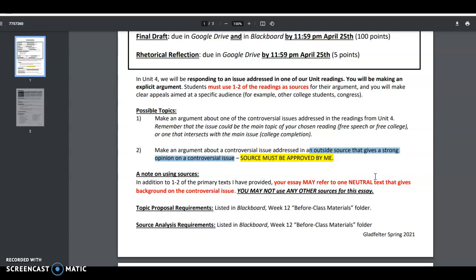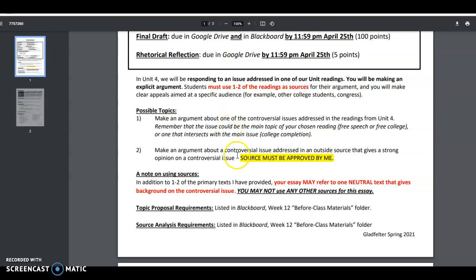So I do ask that sources are approved by me. If you choose to do that, just make sure to email me a link or something like that so I can take a look at it and make sure it meets those parameters. Again, you're using one or two sources from this unit's readings. There are some after class this week, and then the one we just looked at. And then again, just making an argument about it.